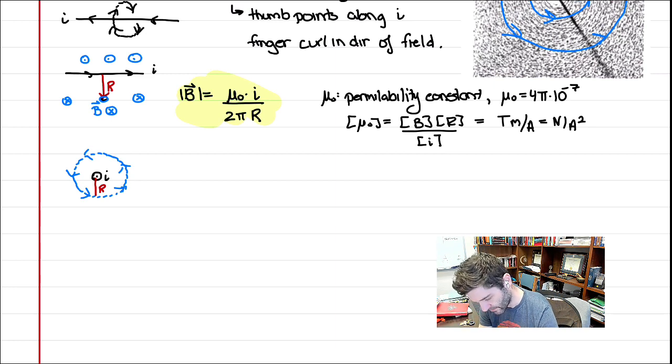And again, there'll be some YouTube videos that show iron filing demonstrations of this, kind of like the picture I just showed.